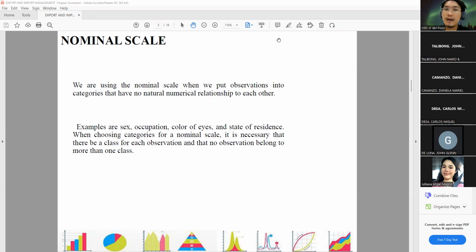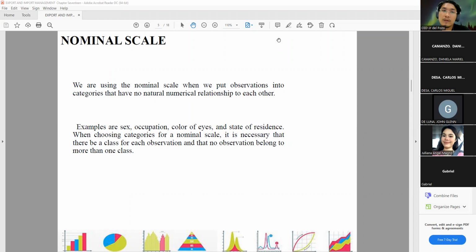So yun yung mahirap gawan ng study, or hindi natin siya ma-relate into quantitative unless we interpret that kind of relationship into qualitative. Kaso hindi nga. So that's why it is categorized as the lowest form of level of measurement. For example, the sex, yung gender, male or female, occupation, color of eyes, state of residence.